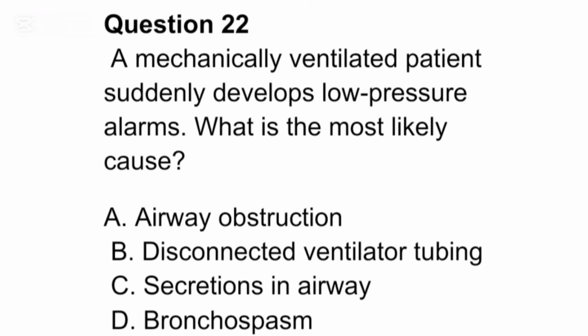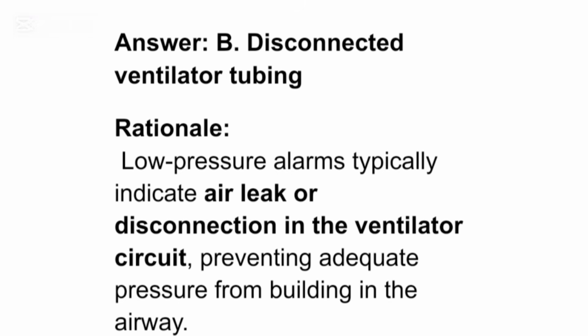Question 22. A mechanically ventilated patient suddenly develops low pressure alarms. What is the most likely cause? A. Airway obstruction. B. Disconnected ventilator tubing. C. Secretions in the airway. D. Bronchospasm. The answer is B. Disconnected ventilator tubing. Rationale: Low pressure alarms typically indicate an air leak or disconnection in the ventilator circuit, preventing adequate pressure from building in the airway.